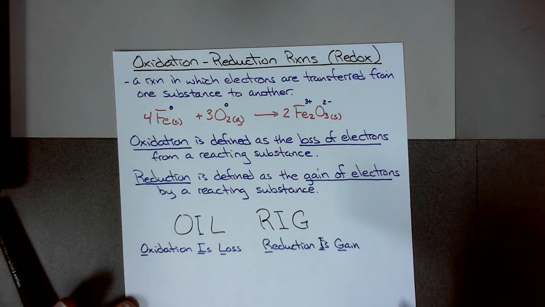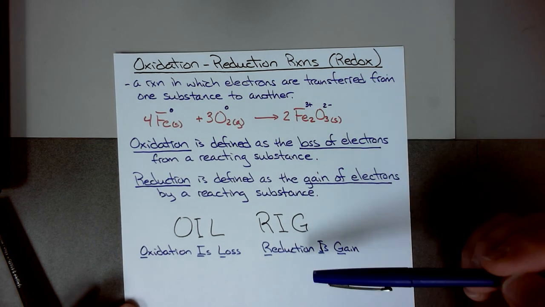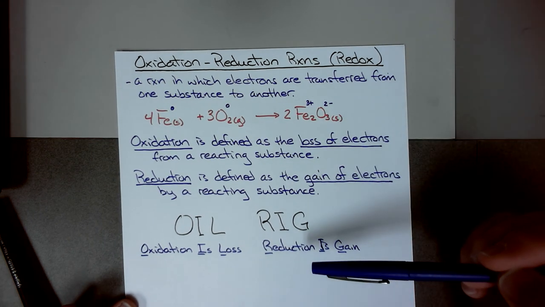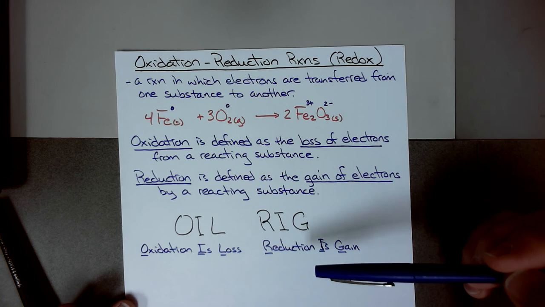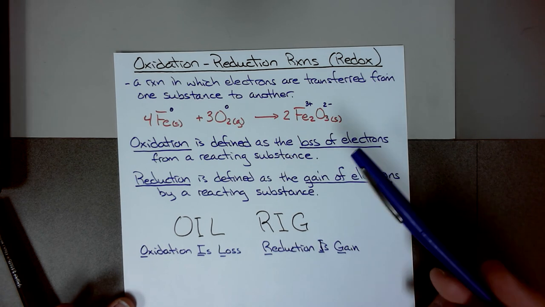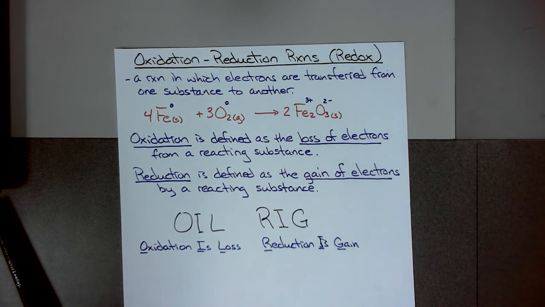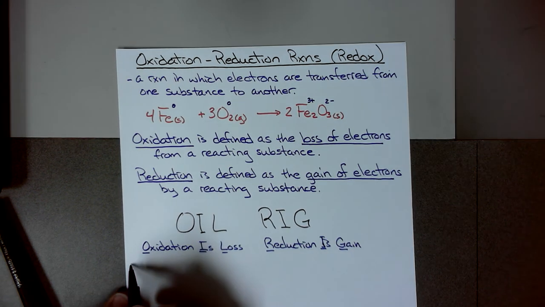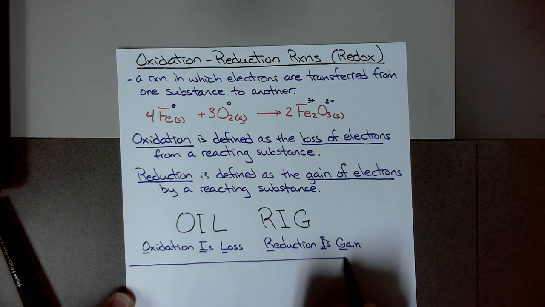Now, to do this, we have to have a system of keeping track of the electrons. So the system that we use is called oxidation numbers. And yes, charges can be oxidation numbers, but not all of the oxidation numbers are charges. So let's go through and talk about oxidation numbers, or this system of keeping track of electrons.